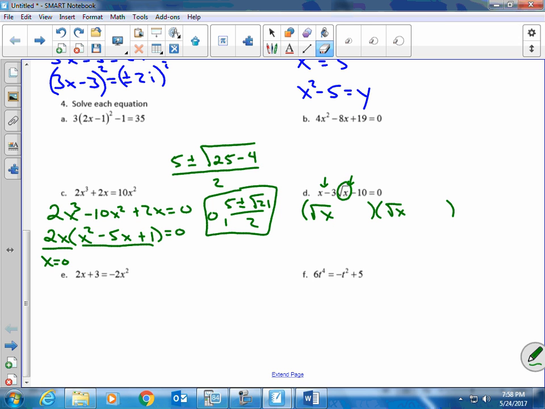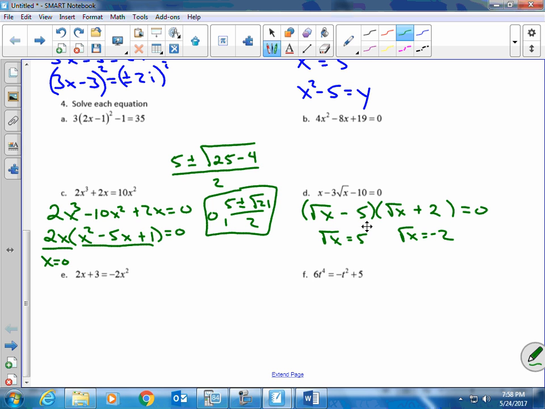Now, factors of 10 are 5 and 2. So I'll put a 5 here and a 2 here. I need those two to subtract to give me 3, so I need a negative and a positive. Next step, what will make each one of those equal to 0? Well, if the square root of x is equal to 5, that would work. And if the square root of x is equal to a negative 2, that would work. Well, the square root will never be negative, so that goes away. And so my answer is not that. So my answer starts off as the square root of x equals 5. If I square both sides, then x needs to be 25. And that's my answer.